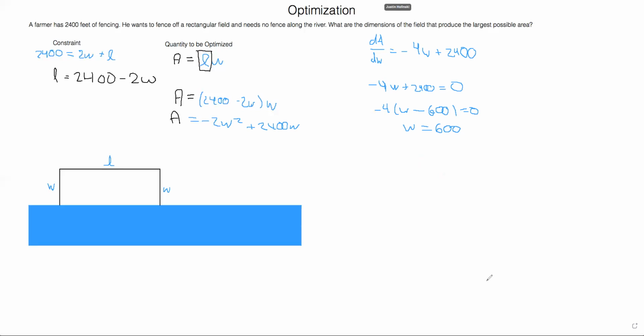Shoot. I don't remember the notation for the second derivative. Would it just be dA, or d squared? Oh, it's just d squared A over dW squared. W has to be there, because we're doing it for W again. That makes sense.